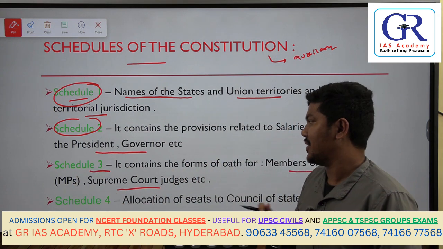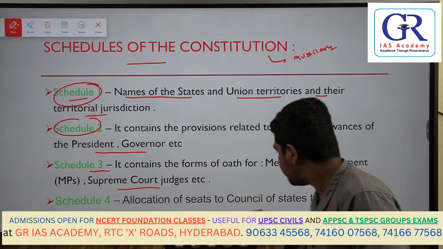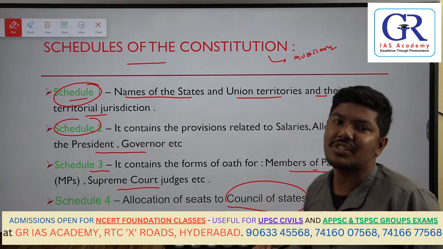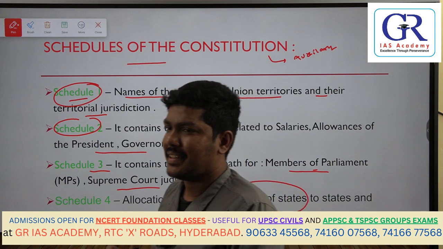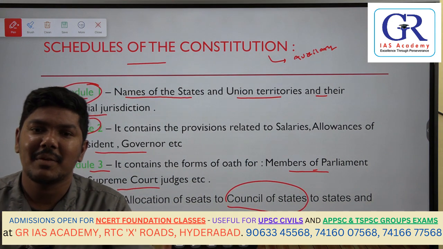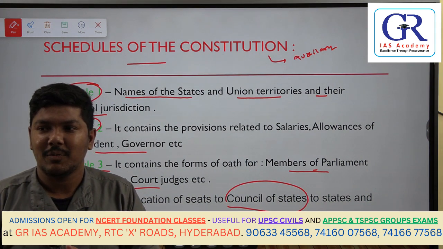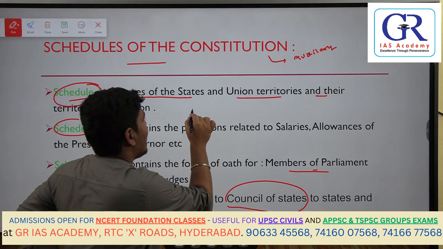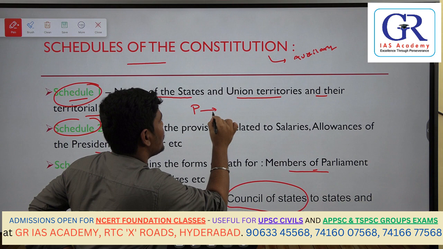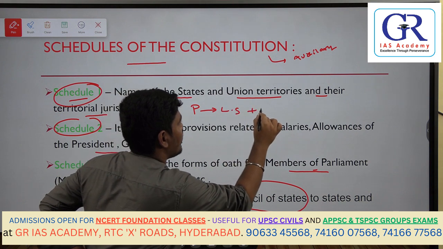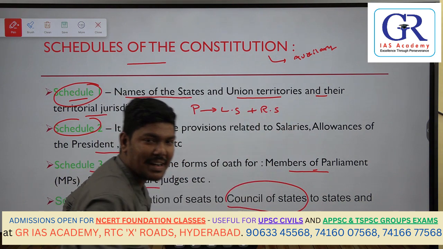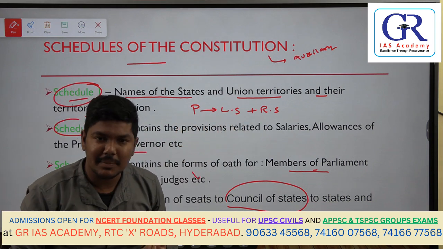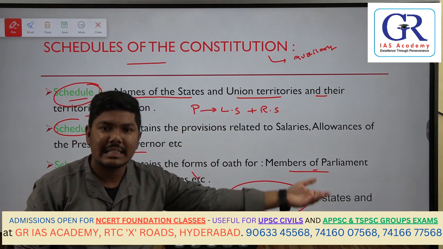Then comes the 4th schedule. The 4th schedule deals with the Council of States. What are the Council of States? What is Parliament? Parliament is basically a combination of Lok Sabha plus Rajya Sabha. Is it that Parliament means only Lok Sabha plus Rajya Sabha, or is something else also there?